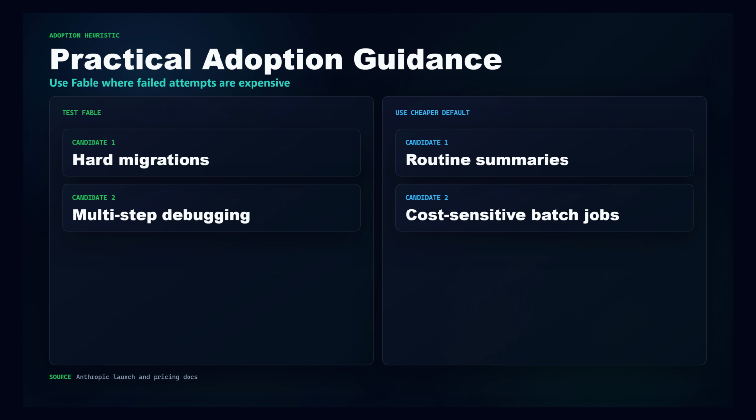My practical read is this: Test Fable 5 on work where failed attempts are expensive. Hard migrations, multi-step debugging, technical research, codebase navigation, and document-heavy agent tasks are good candidates. For ordinary completions, low-risk summarization, or cost-sensitive batch jobs, cheaper Claude models may still be the better default.